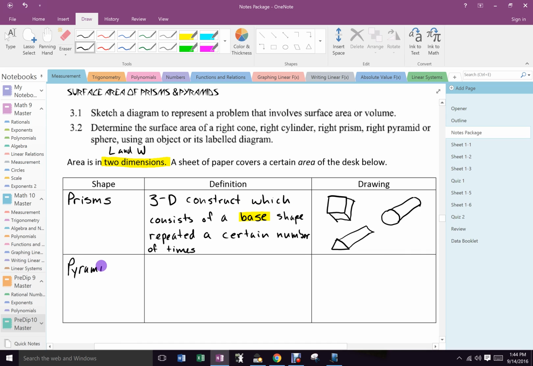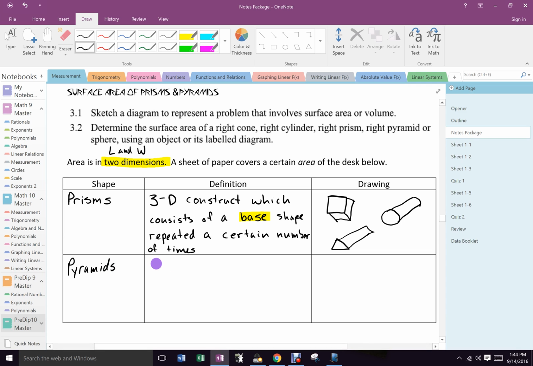So I've given myself away slightly because the next ones we got to talk about are pyramids. How do you think pyramids differ from a prism? You guys have all seen a picture of the pyramids. How do they differ from a prism? Why aren't they a prism? Yeah, they only have one base, and they go up to a point.